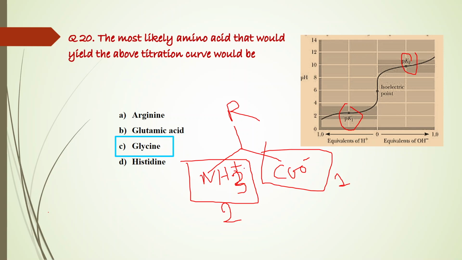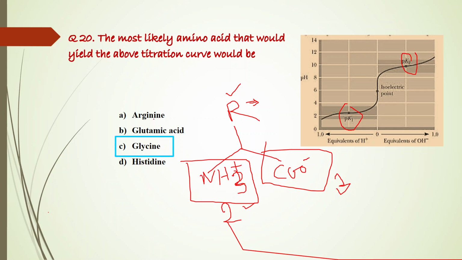Now if there are more pK values, then the side groups also have to have some functionalities that can protonate or deprotonate. Now first of all, look at the curve. As I said, it has only two pK values. That means in the side groups there cannot be anything that can either take up a proton or give a proton, because there are only two, and we have already covered our two in case of NH3 plus and COO minus. So basically our R is something that cannot be deprotonated or protonated.